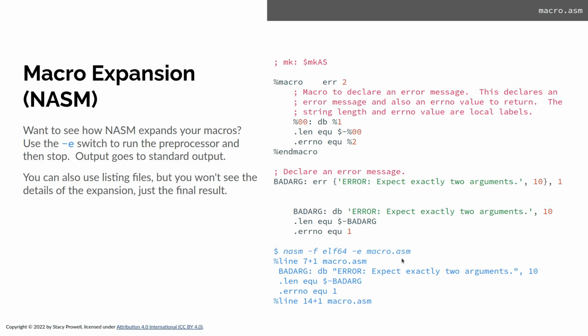nasm -f elf64 macro.asm, but look right here, there's a -E. This -E says, go ahead and run the preprocessor and stop. And so what I see then is the output from the preprocessor. It has this little directive, so it sets the correct line number in error messages, and one down here as well. But in here I see the full expanded macro right here, and it looks just like what we had up here, so we did a good job.